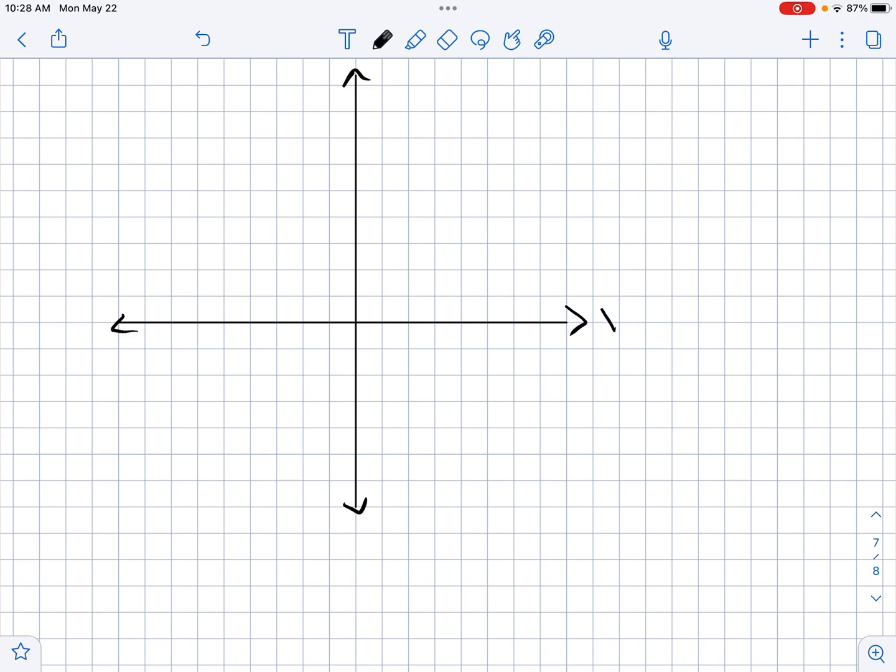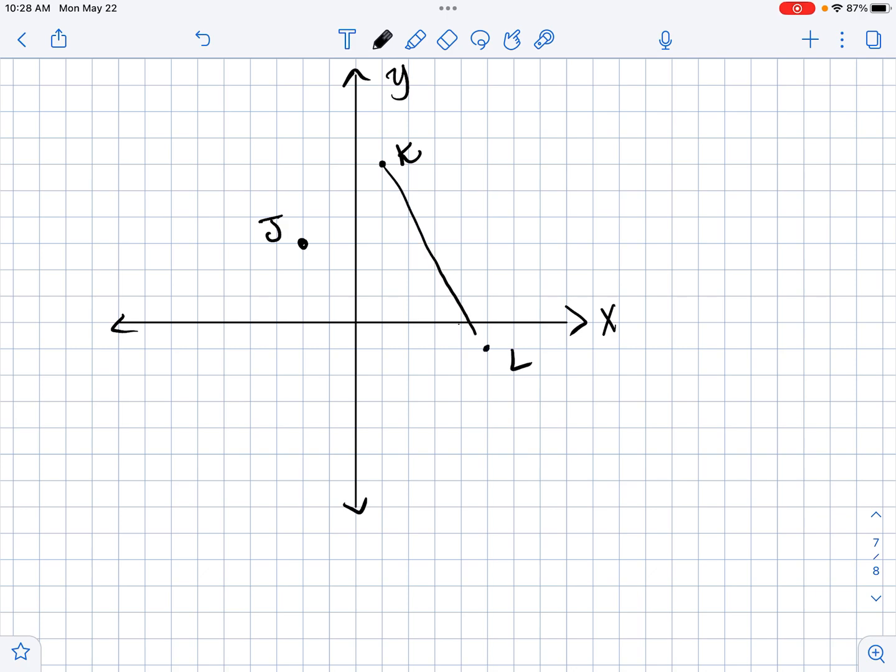All right, and then the 3 points were, J was -2 and 3. All right, so there's J. K is 1 and 6. 1, 1, 2, 3, 4, 5, 6. And then L was 5 and -1. 1, 2, 3, 4, 5 and -1 would be here.